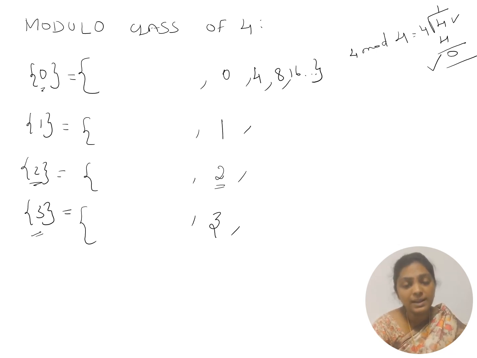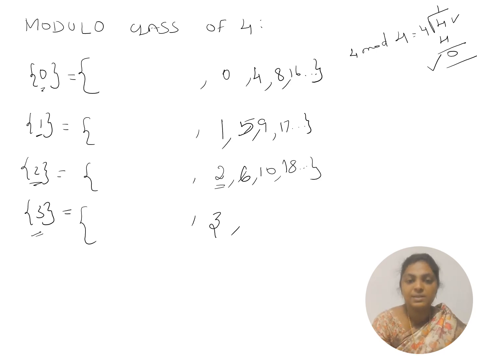Then all the elements that give a remainder of 1 will become the elements of the set 1. So 5, 9, 17, likewise. And then all those giving the remainder 2 will be the set of 2: 6, 10, 18, likewise. And the values giving remainder 3 will be the residue class of 3: 3, 11, 19, likewise.